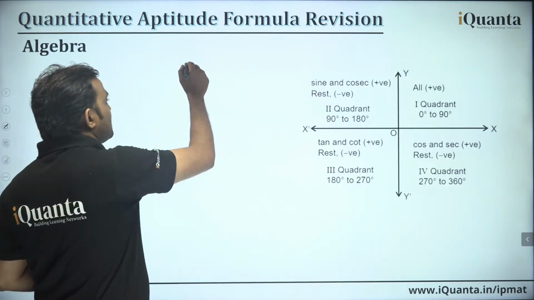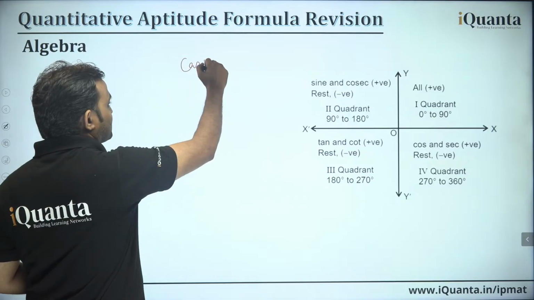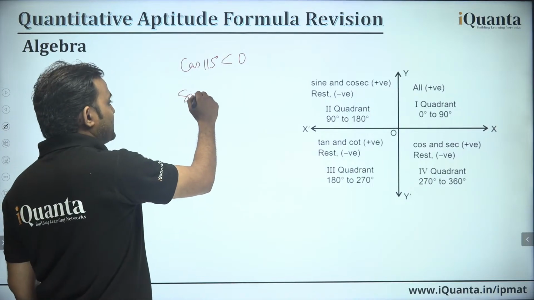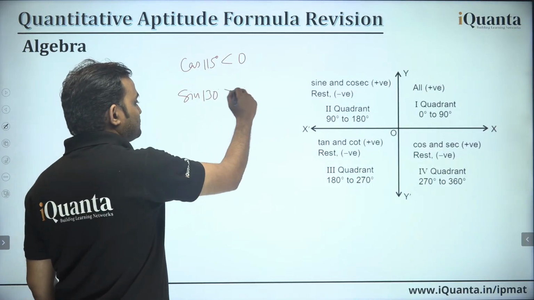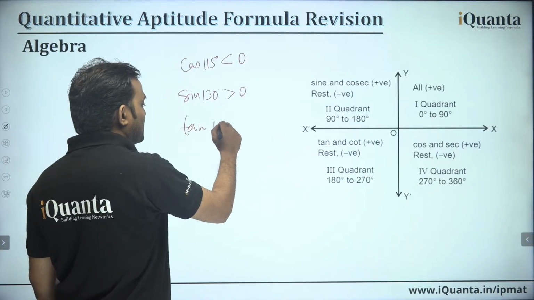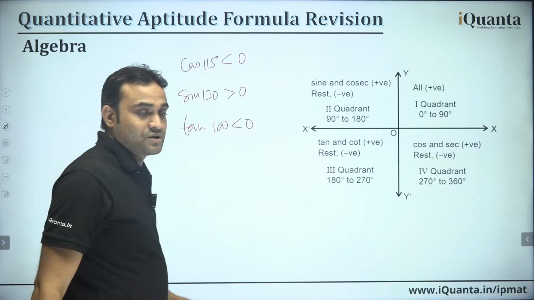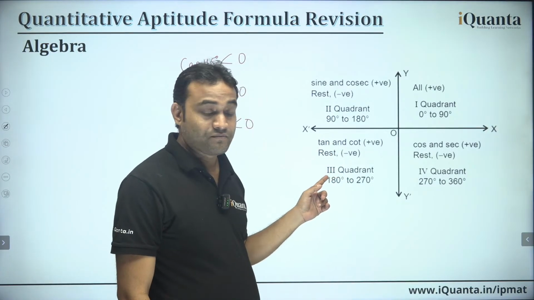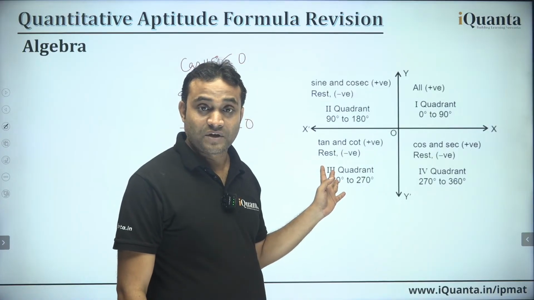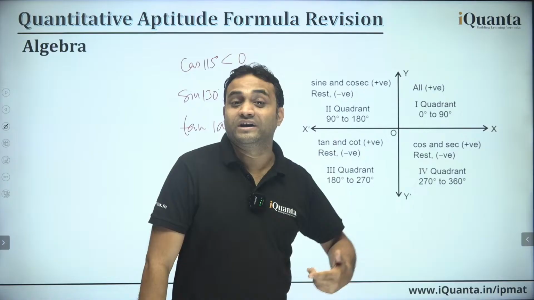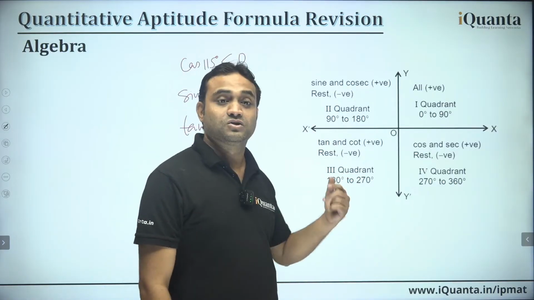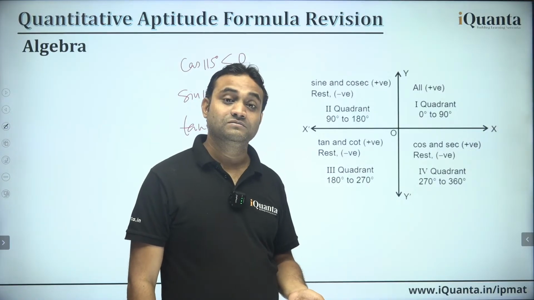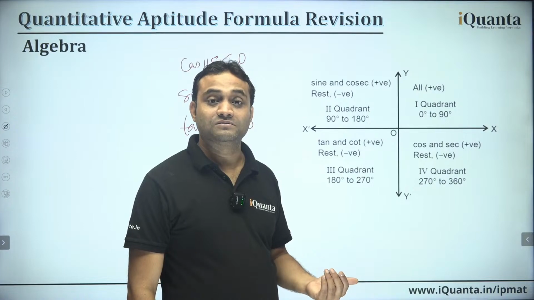For example, without finding the value, cos 115 degree will be less than 0. Sin 130 degree will be positive. Tan 100 degrees will be negative, like this. Then in the third quadrant, tan theta and cot theta will be positive, but the rest of them will be negative. Like we can say tan 200 degrees will be positive, cot 230 degree will be positive, but sin 200 degrees will be negative, cos 200 degrees will be negative.